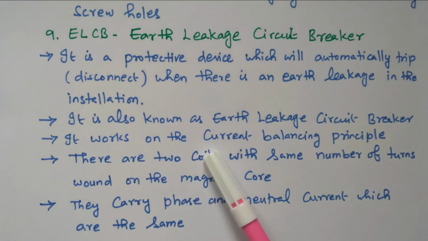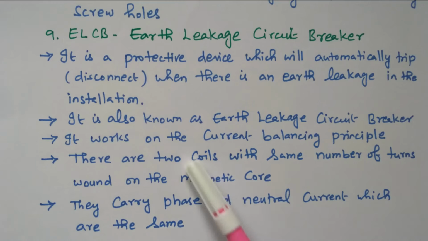It works on the current balancing principle. There are 2 coils with the same number of turns wound on a magnetic core. It carries phase and neutral currents which are the same. So 2 coils are available through which phase and neutral are connected. This carries the phase current and neutral current.